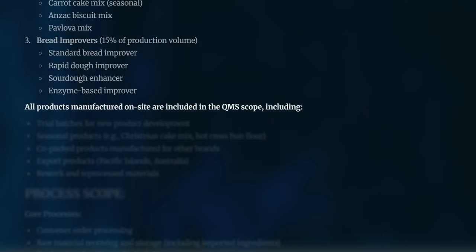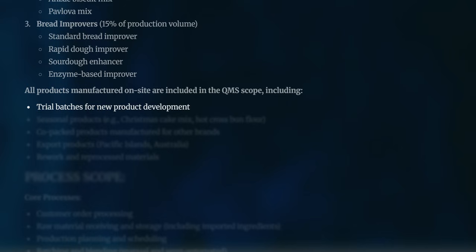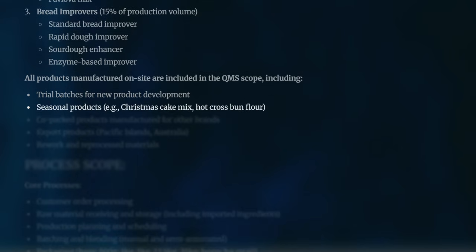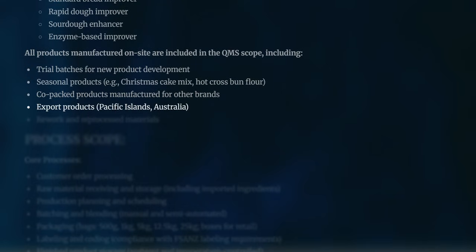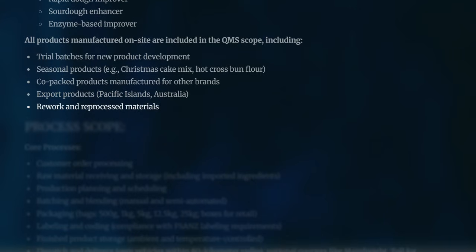All products manufactured on site are included in QMS scope, including trial batches for new product development, seasonal products, for example Christmas cake mix and hot cross bun flour, co-packed products manufactured for other brands, export products like those to Pacific Islands and Australia, and reworked and reprocessed materials. All these products are included in QMS scope.